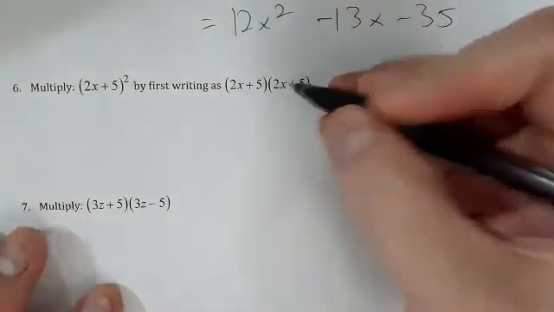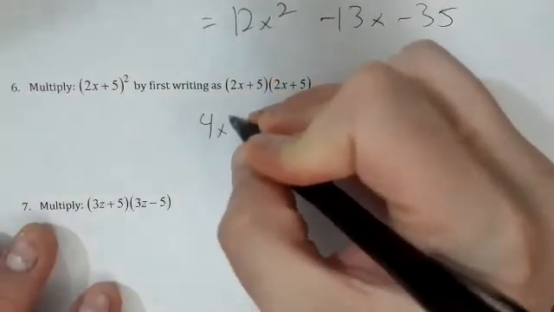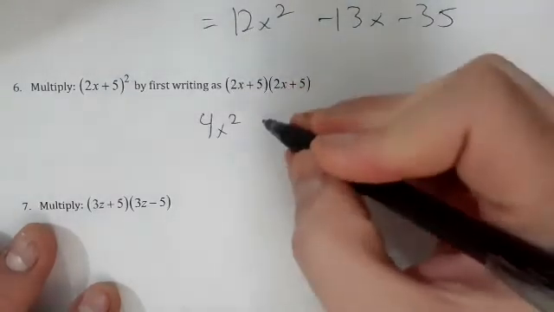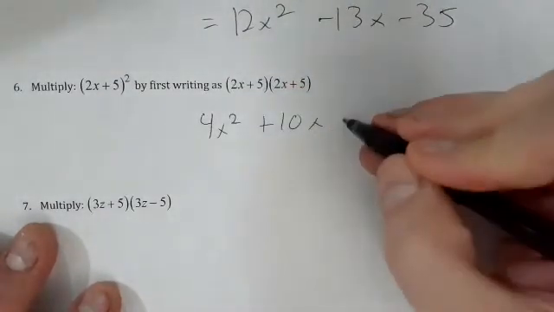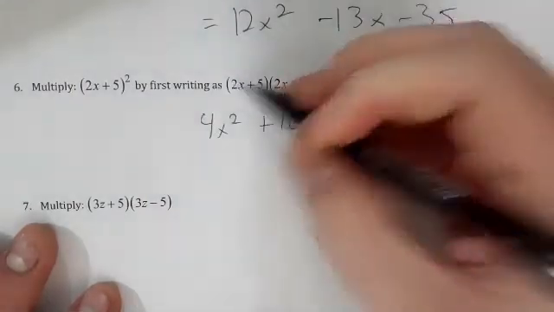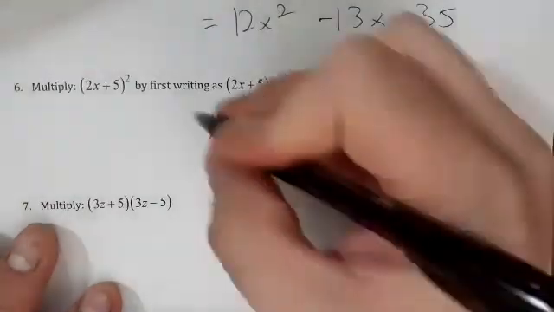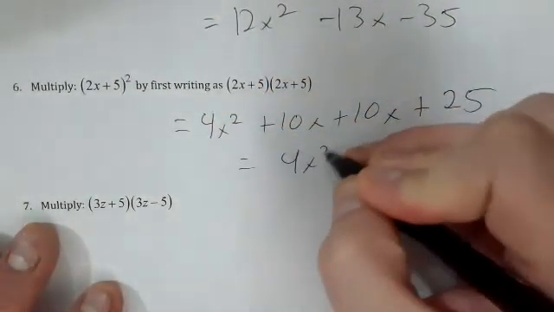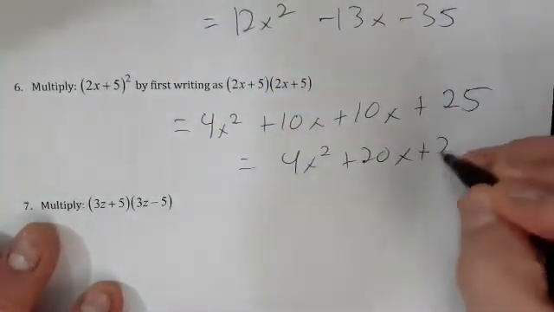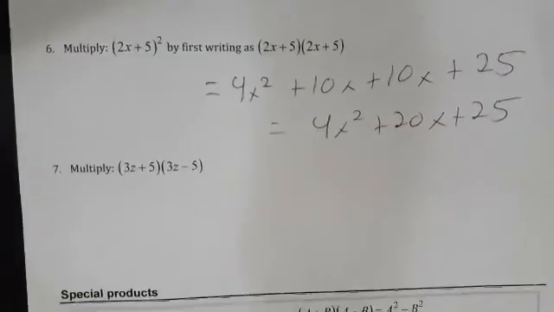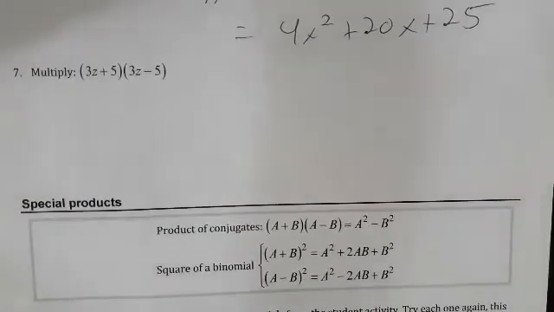So this is 2x times 2x gives me 4x squared. 2x times 5 gives me plus 10x. 5 times 2x gives me another plus 10x. And the last thing I have here is 5 times 5, giving me 25. So this is 4x squared plus 20x plus 25. Okay. And the next thing, multiply 3z plus 5 times 3z minus 5.